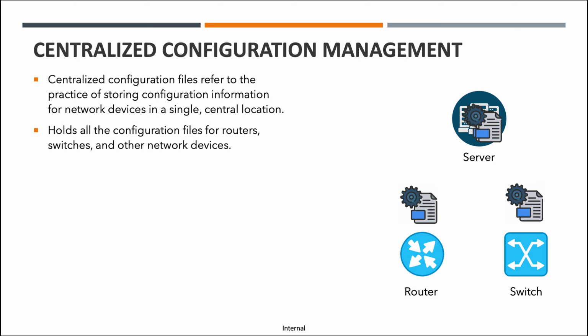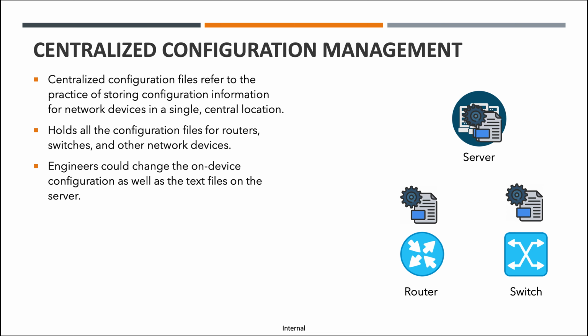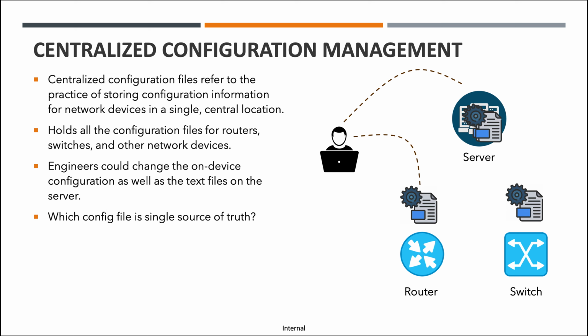Now you have the configuration file available on the device as well as the central server. Engineers could change the on-device configuration as well as the configuration on the central server. So now the question that comes to mind is, which configuration file is the single source of truth in this model? For example, if the copy of R1 configuration on the device differs from the file on the centralized server, which should be considered as correct?